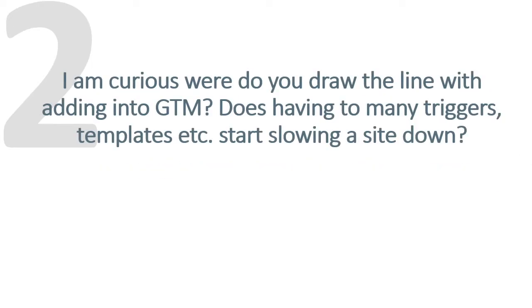Then the second question is, I'm curious, where do you draw the line with what to add in Google Tag Manager? Does having too many triggers or templates or whatever start slowing down the site? This question is actually in two parts, so this is the first part. The short answer is yes.